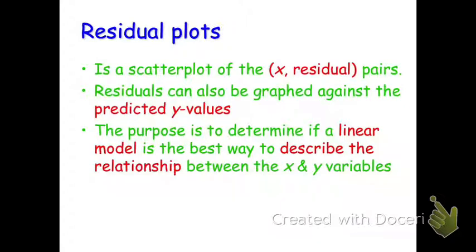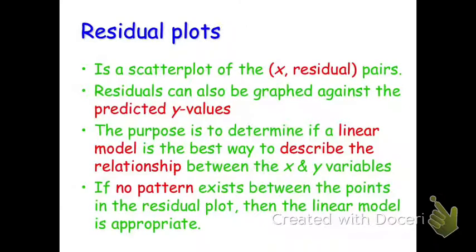We want to see if they have a linear relationship. What we're looking for is no pattern. So when we graph the residual plot, we're looking for scattered points. We want them to look like stars in the sky. So we want them to be scattered. If there is no pattern, then the linear model is appropriate.